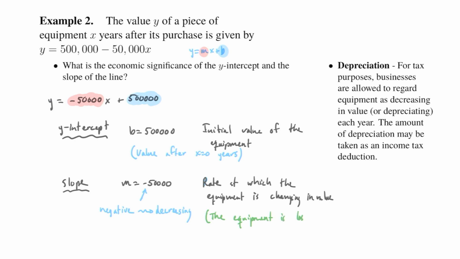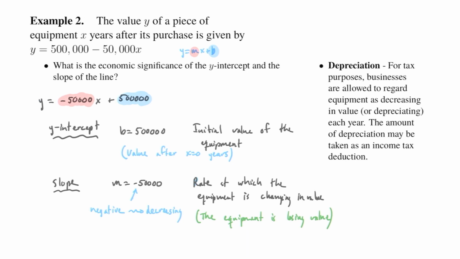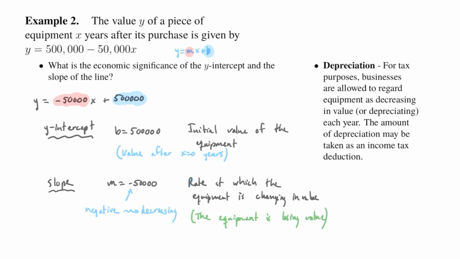And we call that depreciation. So economics has a special name for something like that. And especially when it comes to taxes. So depreciation allows businesses essentially to regard equipment as decreasing in value, or depreciating. And so usually there's some income tax deduction for that loss of value. It's called depreciation.